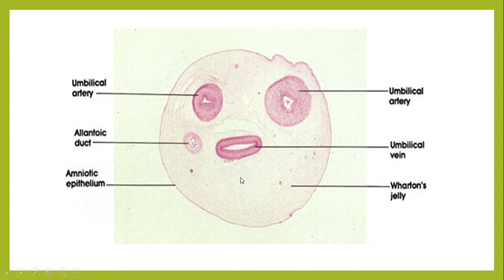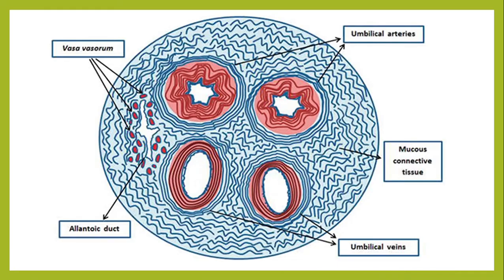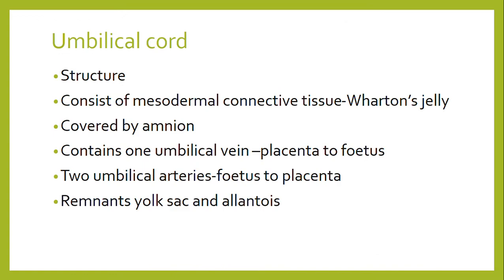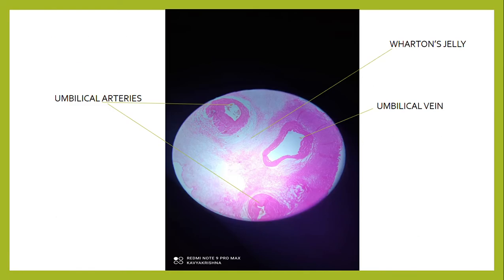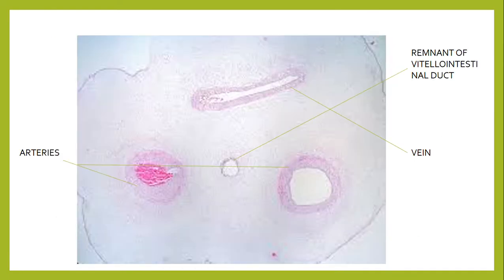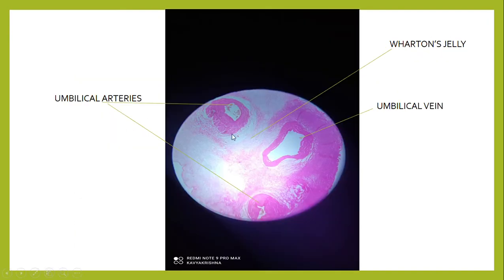So that is the speciality of the umbilical cord. Have you understood the umbilical cord? It is very simple to identify, isn't it? Is this slide easily identifiable? Yes, ma'am. Okay. These are unique features that can only be seen in the umbilical cord, so it is very easy to identify under the microscope.